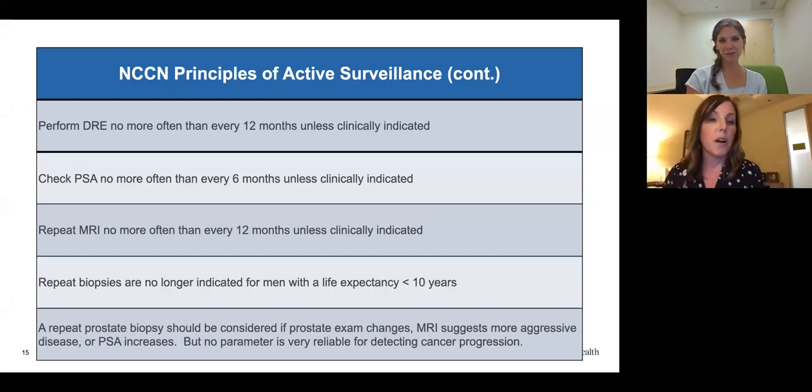Perform the DRE no more often than every 12 months unless clinically indicated. Check PSA no more often than every 6 months unless clinically indicated. Repeat MRI no more often than every 12 months unless clinically indicated. Repeat biopsies are no longer indicated for men with a life expectancy of less than 10 years. And finally, a repeat biopsy should be considered if prostate exam changes, MRI suggests more aggressive disease, or PSA increases, but no parameter is very reliable for detecting cancer progression.